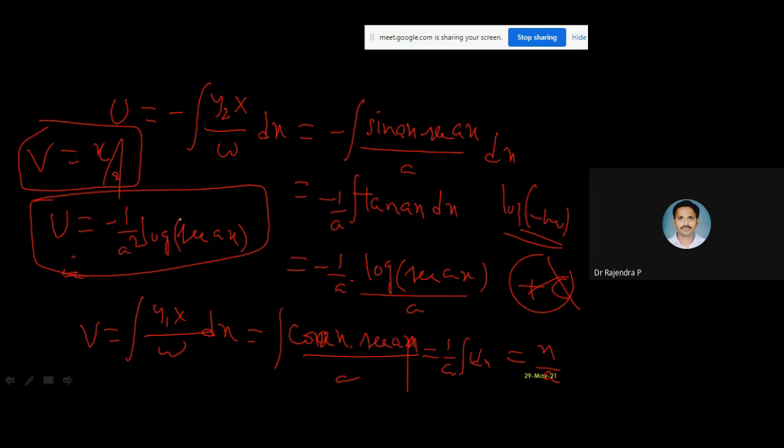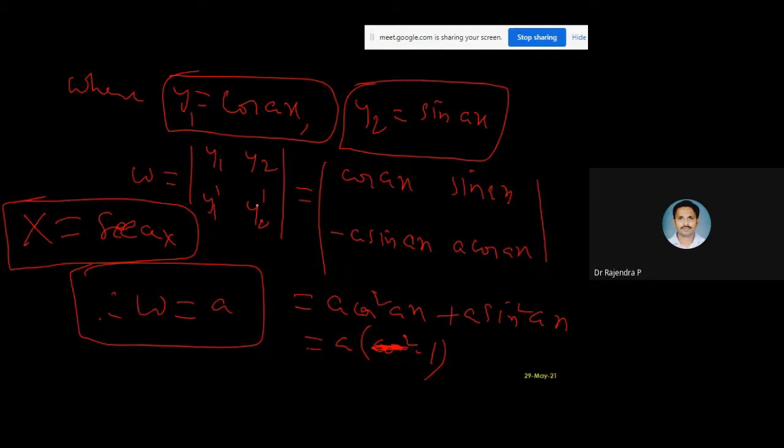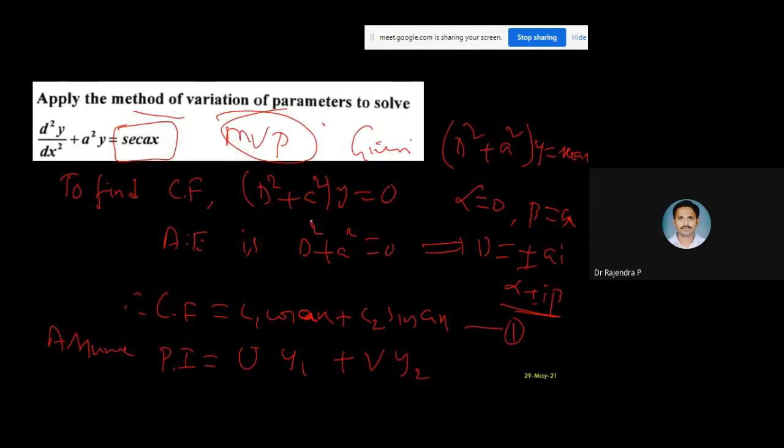What we have to do? These two, go back and substitute here. Where is our equation? Assume this one. In this equation, we have to substitute u as well as v. y1, y2 we already know, so directly you can substitute. So that gives your particular integral, right?